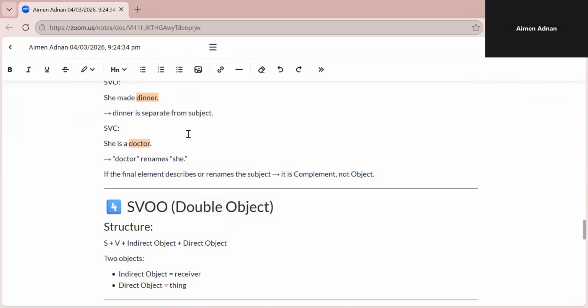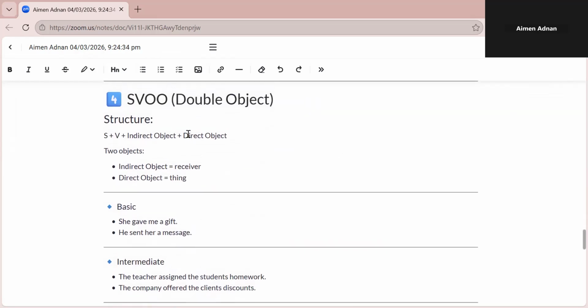So there is no hard and fast rule that a certain word cannot act as an object and cannot act as a complement. It is about the context of the sentence. You have to look at the sentence and see if it is adding any meaning to the subject, if it is adding any complement to the subject. If it is adding a complement, then it will be your SVC structure. And if it is not adding any information to the subject, it is not describing anything, then it is an SVO structure. Okay, let's move on.